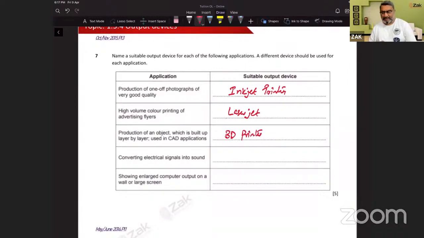Converting electric signals into sound. तो जो माइक्रोफोन होता है वो साउंड को इलेक्ट्रिक सिग्नल में कन्वर्ट करता है और जो स्पीकर होता है वो इलेक्ट्रिक सिग्नल को साउंड कन्वर्ट करता है. Show enlarged computer output on the wall or large screen. So this is basically projector. ठीक है.